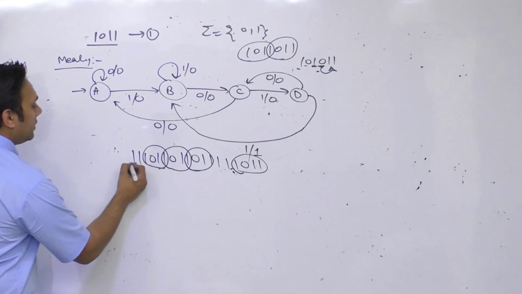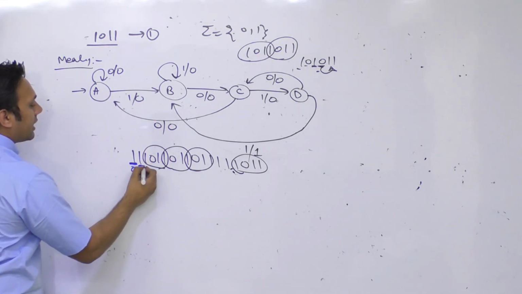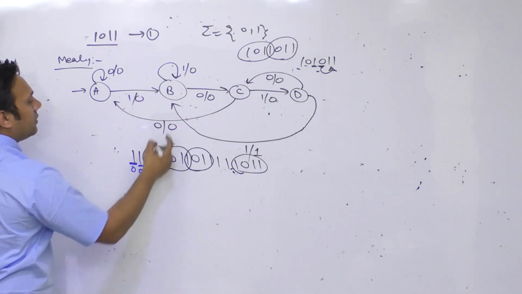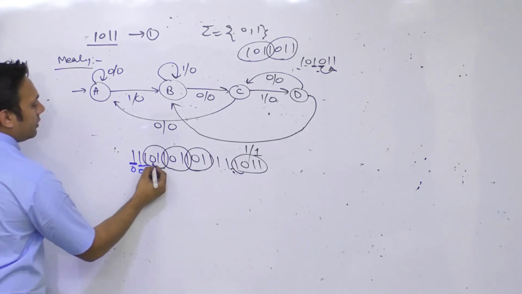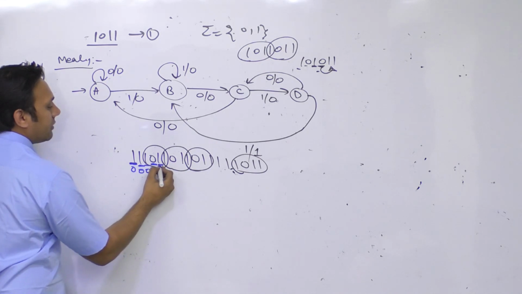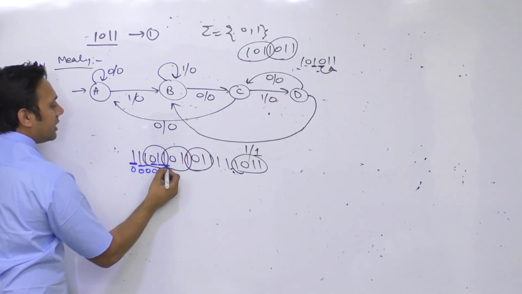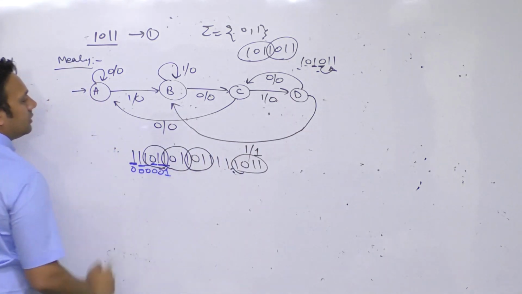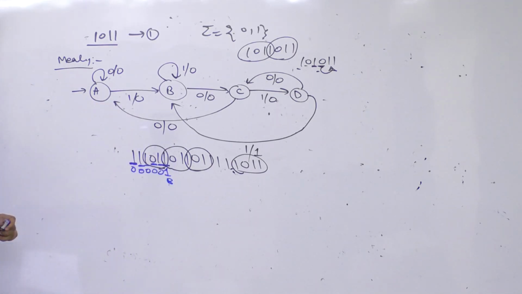So first 1 is given. From state A we go to state B, output is 0. Again 1 is given. From state B we go to state B, output is 0. Again 1, from state B we go to state B itself, output is 0. When you get a 0 from state B, we go to state C, output is 0. When you get a 1 from state C, we go to state D, output is 0. Again, when you get a 1 from state D, you go to state B and output is 1 here. So here you are at state B and you produce output as 1.